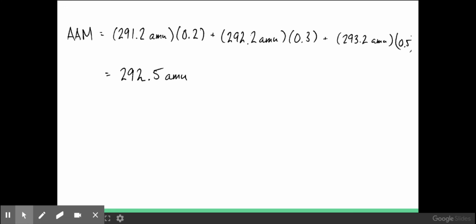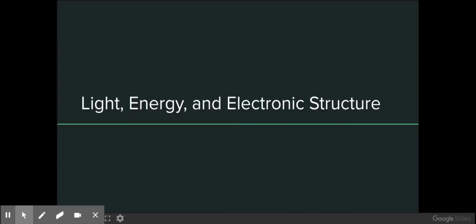These small details are going to come up on the AP exam. We kind of gloss over this information because this all should be background knowledge that we're carrying from honors chemistry into this class. We'll be heading into light and energy in our next presentation.